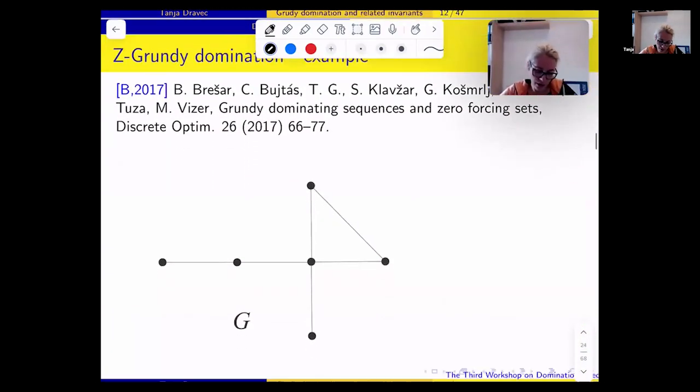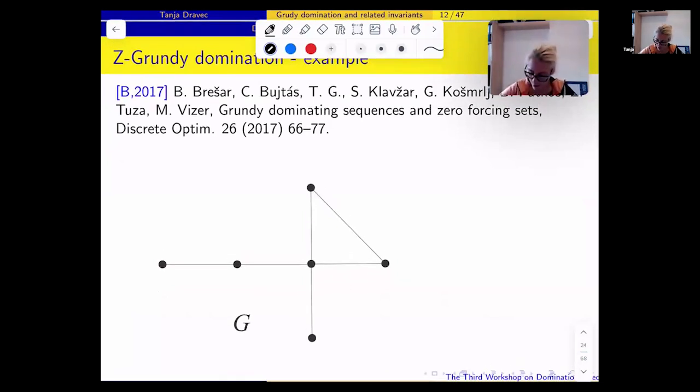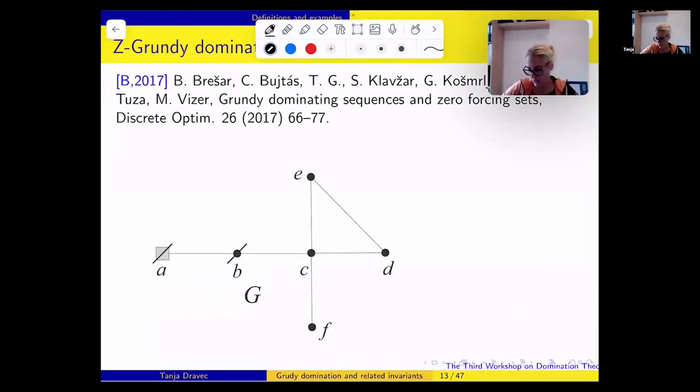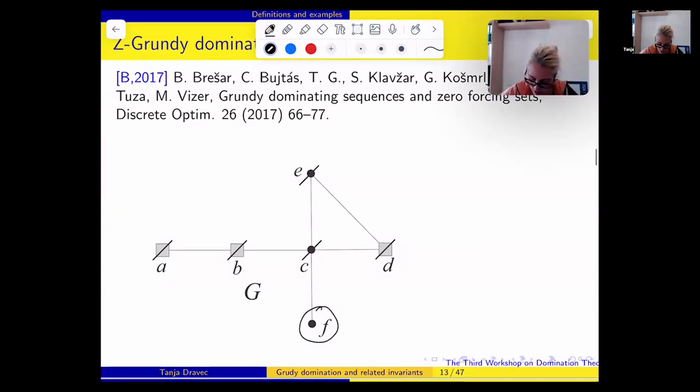Here is the same example for the Z-sequence. This Z-sequence is quite similar to the closed neighborhood sequence. I can first put A in the sequence and then I put B in the sequence. But now I'm not allowed to put F in the sequence, because if I put F in the sequence, F will dominate just itself, and this is forbidden in the Z-sequence. So I'm not allowed to put F in the sequence, as in the closed neighborhood sequence, but what can I do? I can continue by putting D in the sequence.